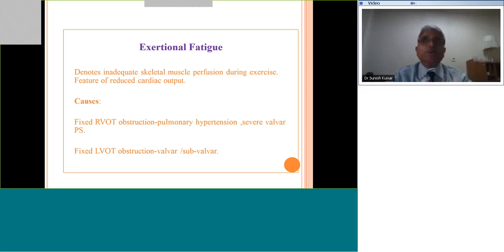This fixed obstruction restricts the extent to which cardiac output can rise with exercise. It may not rise at all. And therefore, as the person is exercising with a fixed cardiac output, the skeletal muscles do not receive adequate perfusion, and they cry out, and that is the fatigue in the exercising muscles.